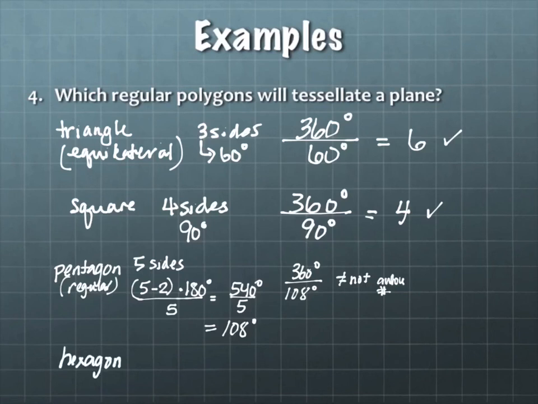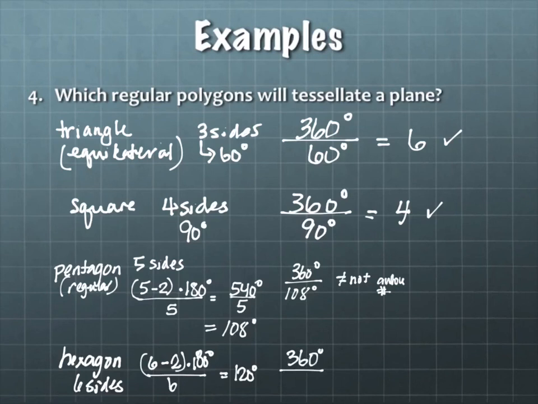A hexagon actually works. So with a hexagon, you have 6 sides. And what's the angle measure for the hexagon? Do you remember? It is 120. So it'd be 6 minus 2 times 180 divided by 6. It is 120. And if I did 360 divided by 120, does that evenly divide? Yeah, it does. So that gives me 3, so this one works as well.